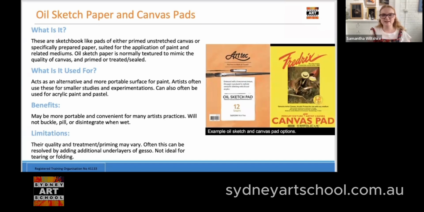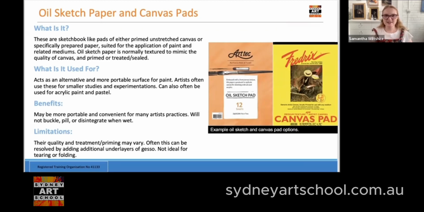Oil sketch paper is normally textured to mimic the quality of canvas, and it will almost always be primed or treated or sealed in some way to make sure that that surface is appropriate for that sort of wet medium. So this acts as an alternative and more portable surface for paint. Artists often will use these for smaller studies and experimentations, and they can also often be used for acrylic paint or pastel. A variety of other mediums as well might be suited to this surface.